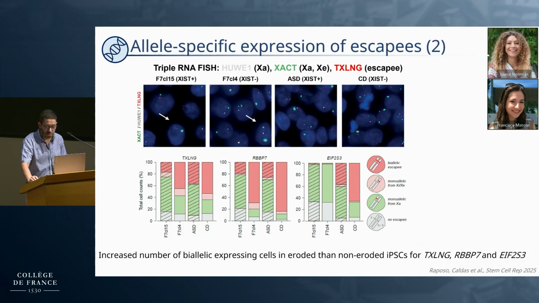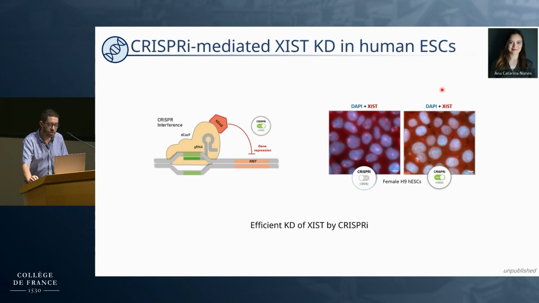But if you wanted to address that question, we need to specifically target XIST. So that's what we did next. We incorporated an inducible CRISPR interfering system at the AAVS1 locus in the human H9 ES cell lines, and used guide RNAs to target the XIST promoter. And we are very pleased because this actually worked very well.